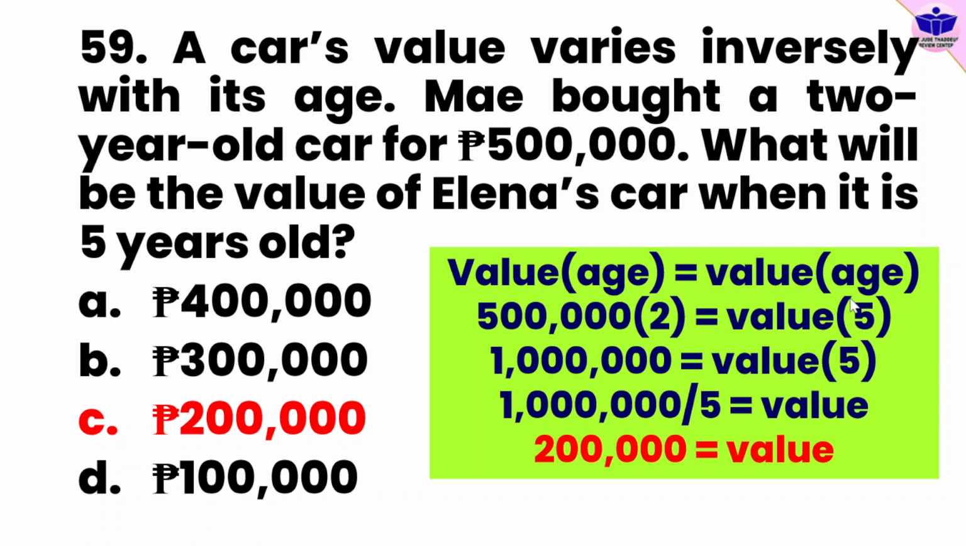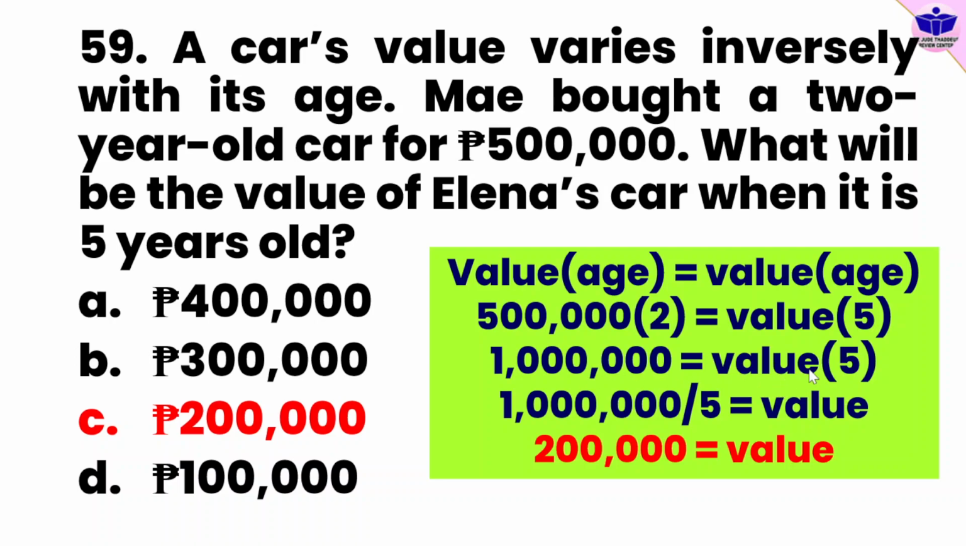What is the value if 5 years old? So 500,000 here, 2 years old, so that's 1 million. Here, we don't know the value yet. So value times 5, or you can have any kind of variable here. Pwede x, pwede y, or the word value talaga.